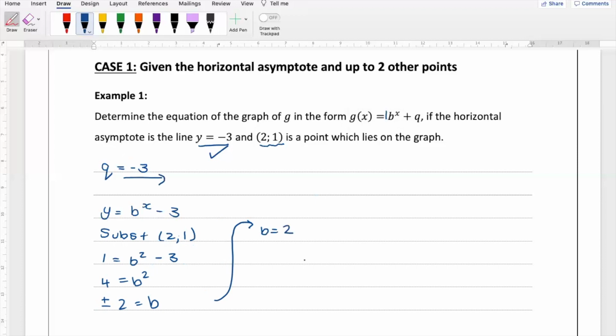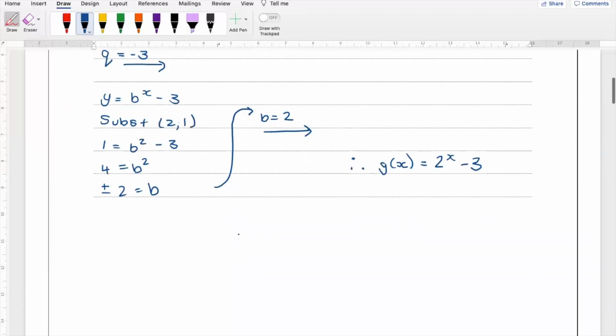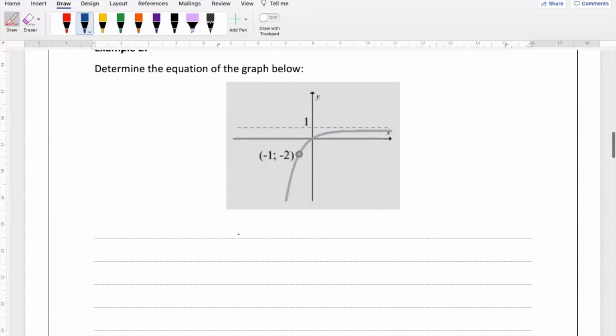You've got your q value and you've got your b value. So now let's write out the equation, because that's what the question wants. So therefore, our equation is going to be g of x or y is equal to, instead of b, I'm going to write 2 to the power of x, and instead of q, I'm going to write -3. Okay, here we had 2 unknowns, the b and the q, so we had two pieces of information. Let's move on to example 2 here.